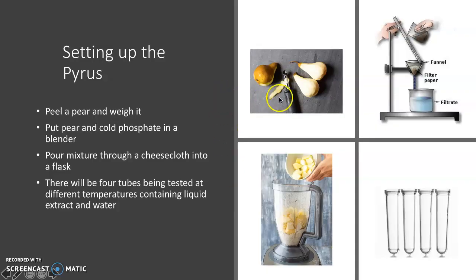So when we're setting up the experiment, first we have to peel a pear, and we're going to weigh it, and then we're going to chop it up, and then we're going to add that chopped up pear into a blender with cold phosphate, and we will blend it until it's a very smooth consistency. And then we'll be pouring that mixture into a funnel, which is going to have a cheesecloth over it, and then the liquid will filter out and it will go into a flask. We will be using 4 tubes for 4 different temperatures, which will consist of the extract and water.